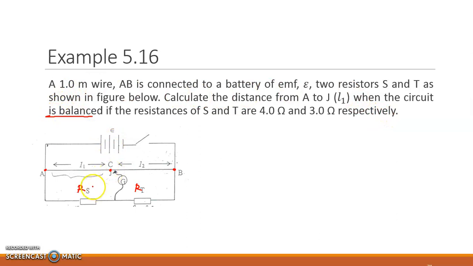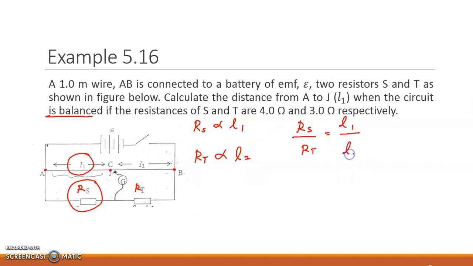So we can use the ratio where resistance S is directly proportional to L1. Meanwhile, resistor T is directly proportional to L2. So these two equations we can make into a ratio. So we have Rs over Rt equal to L1 over L2. To find L1, we need to know what L2 is. So how do we get L2? L2 is actually equal to the total length, which is 1 meter, minus L1. You will get this equation.